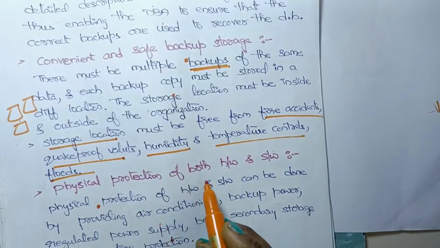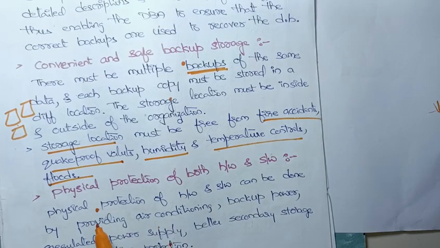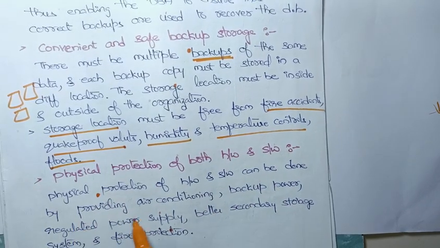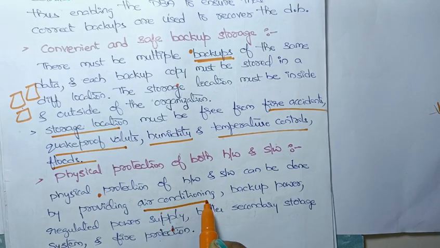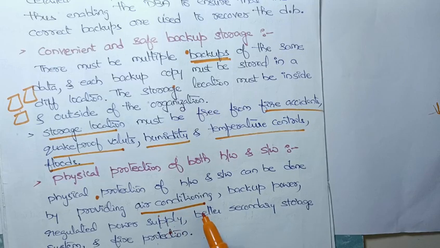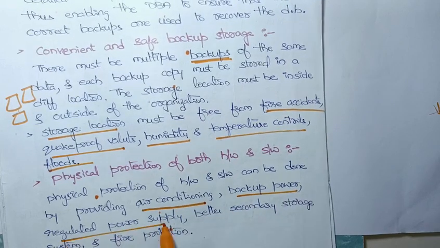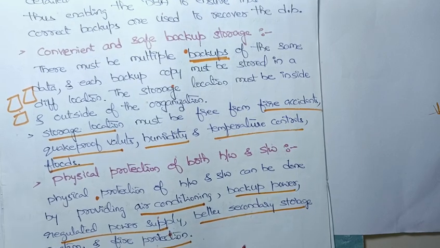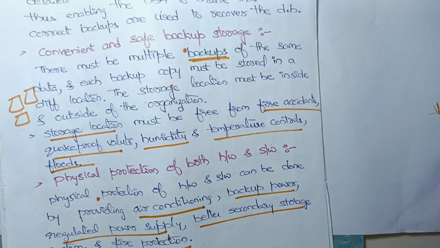Next one, physical protection of both hardware and software. Physical protection of hardware and software can be done by providing proper AC, backup power, regulated power supply, better secondary storage, and fire protection. If you maintain all this, you can protect the database.